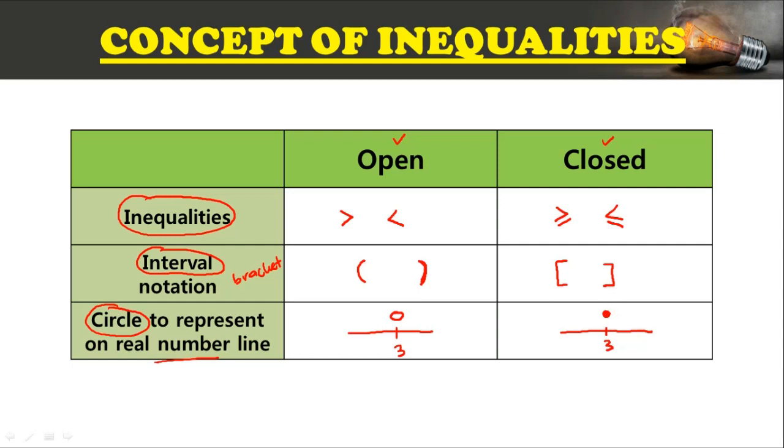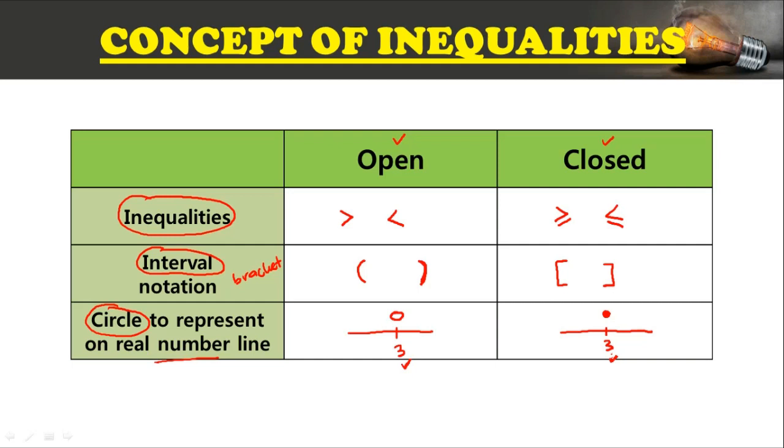Bila solid circle, that means kita include sekali 3 ni. Okay, maksudnya 3 ni termasuk. Okay, bila ada dense circle, bulat hitam ni maksudnya 3 ni termasuk. Tapi kalau bulat putih macam ni, empty circle macam ni, maksudnya 3 ni tak termasuk. Not include 3. Okay, so ni partner dia lah.